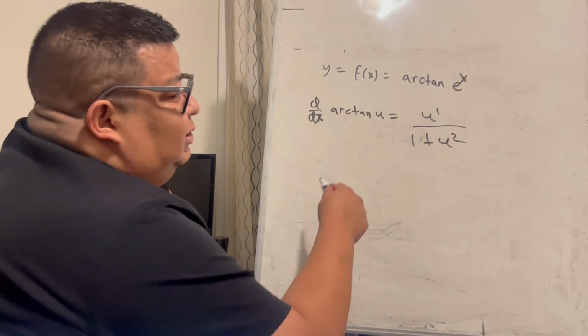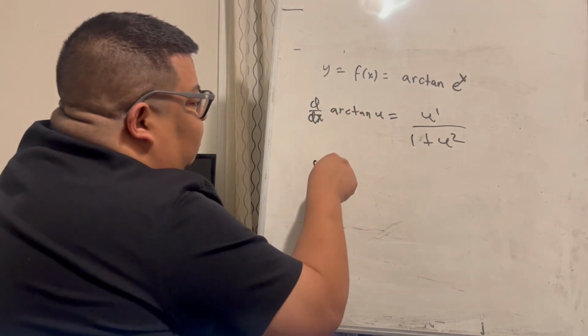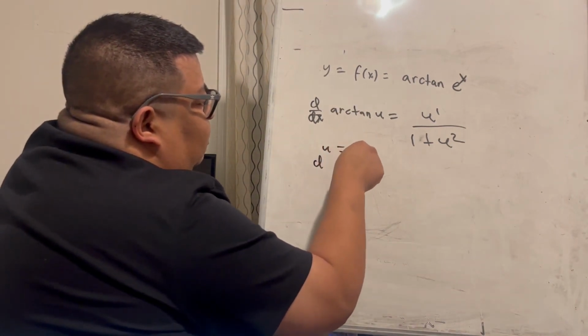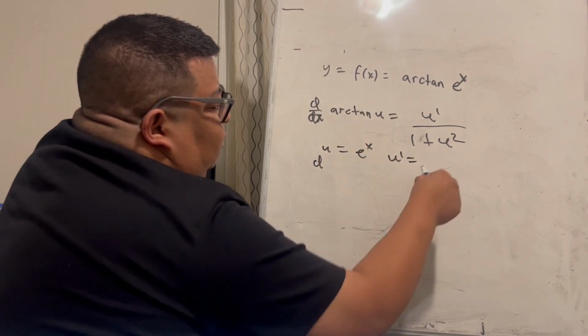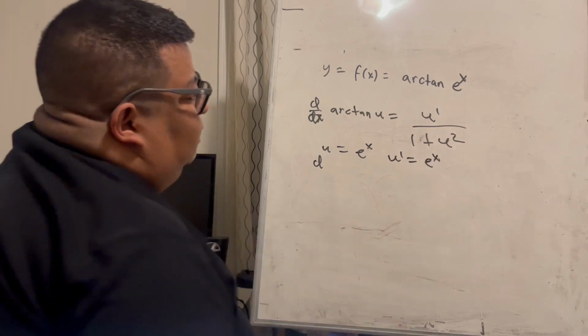So the derivative is as follows. Remember, u is equal to e to the x, and u prime is going to equal e to the x in this example.